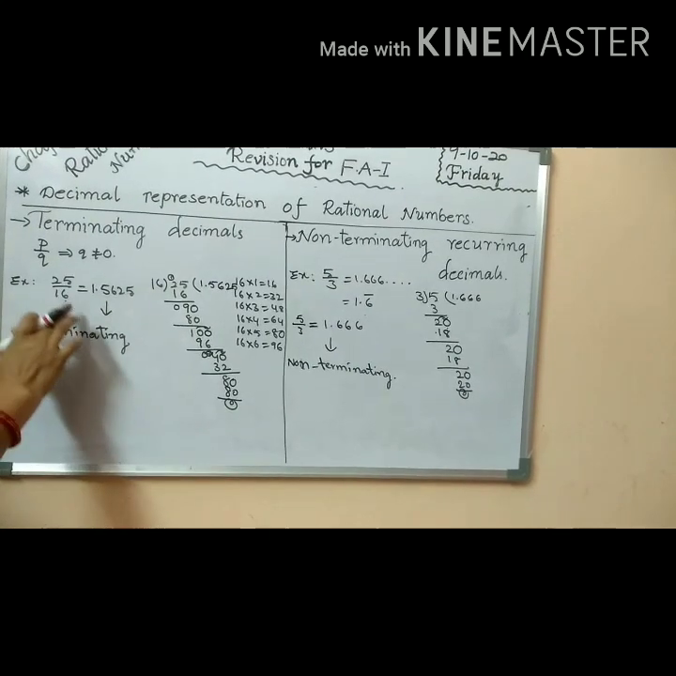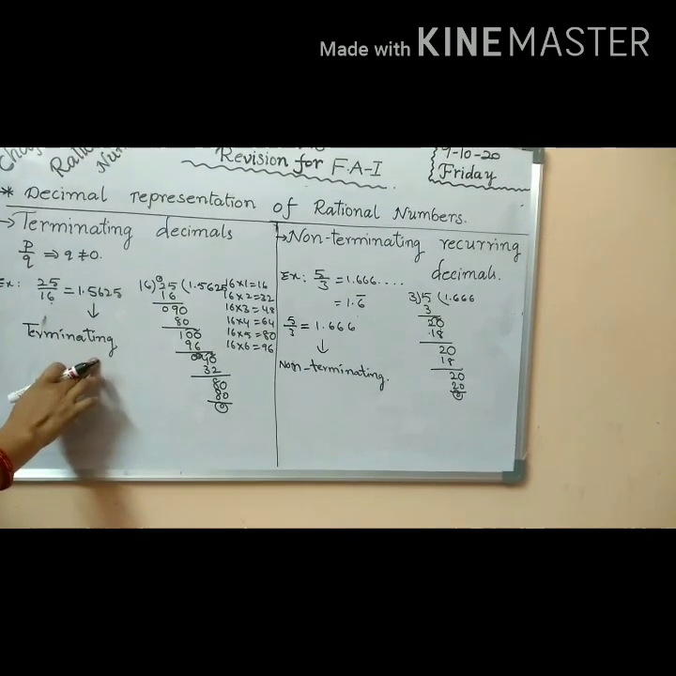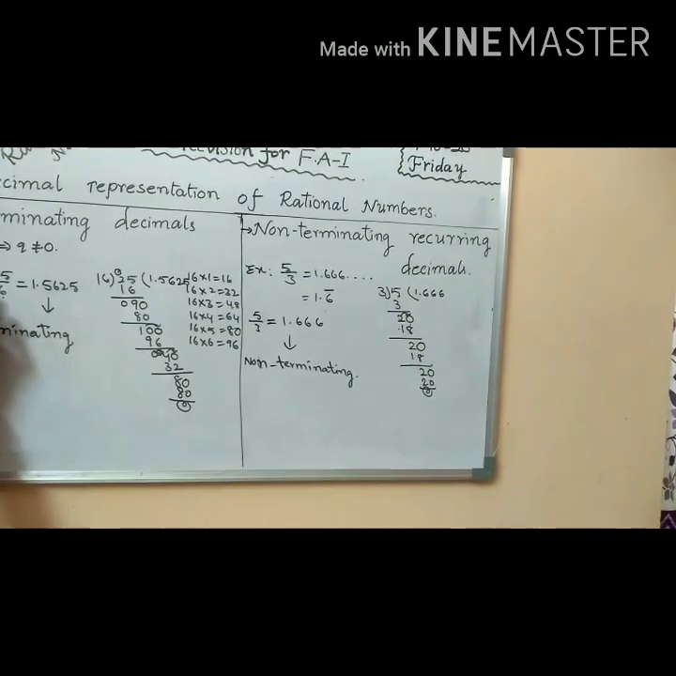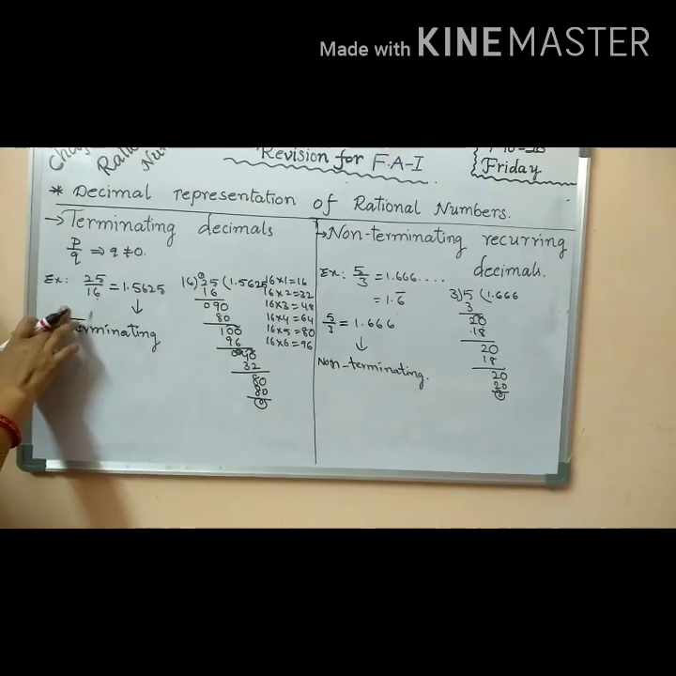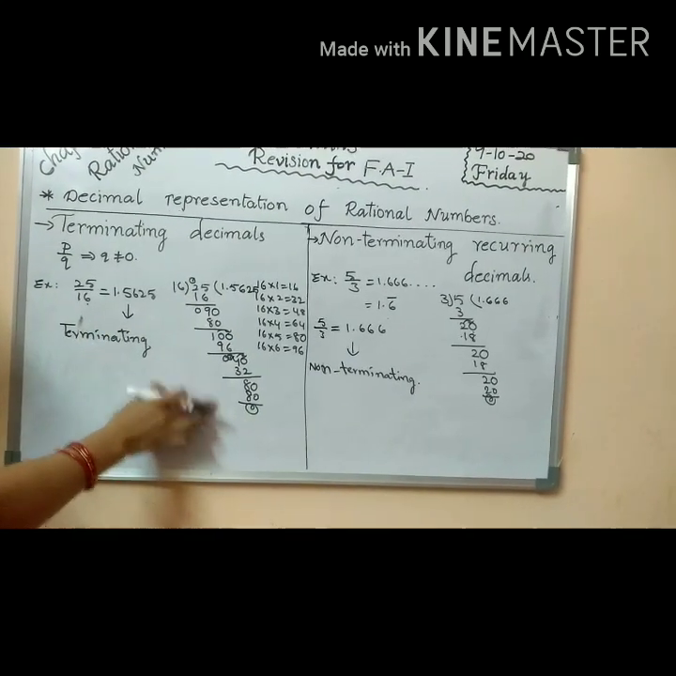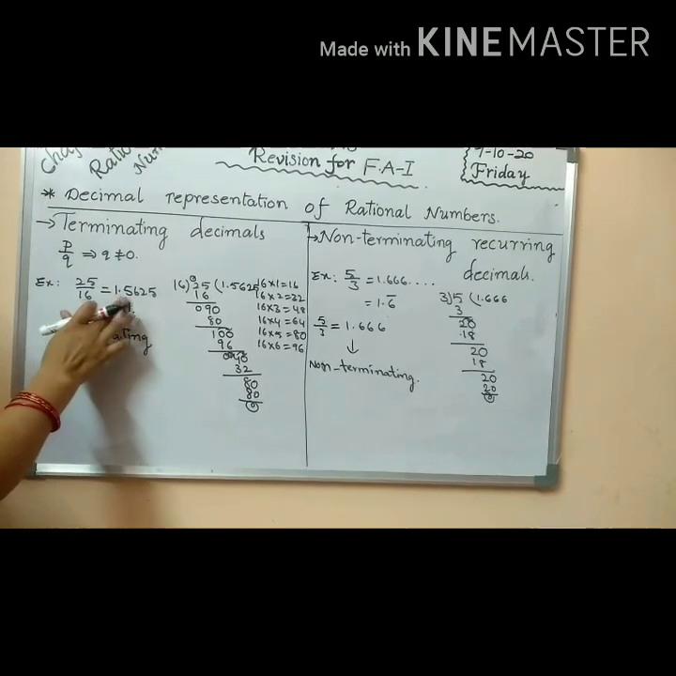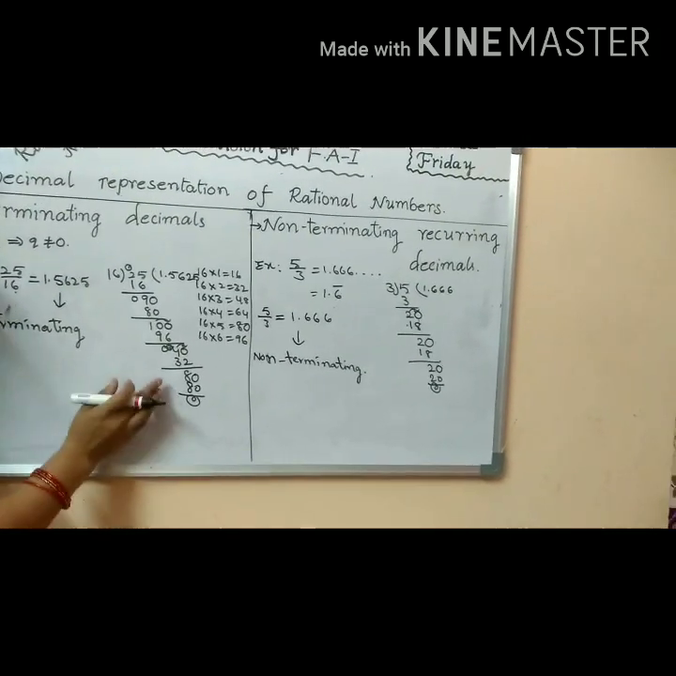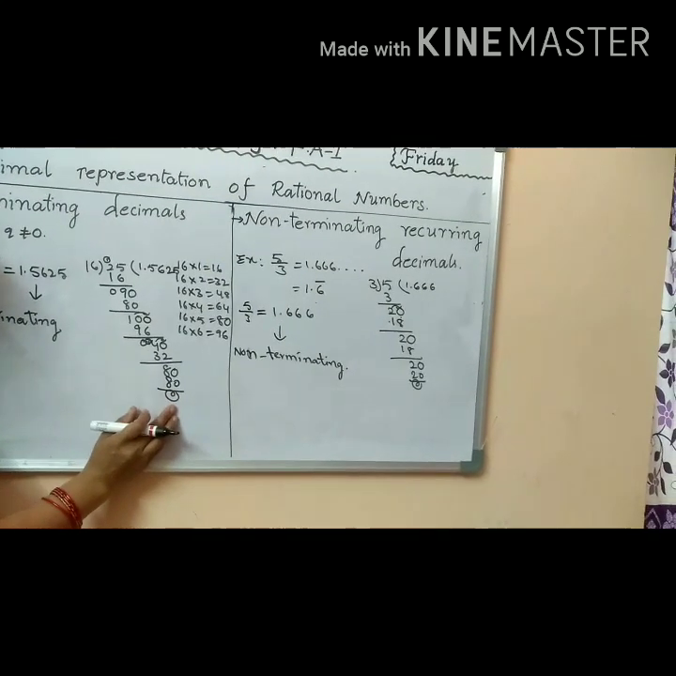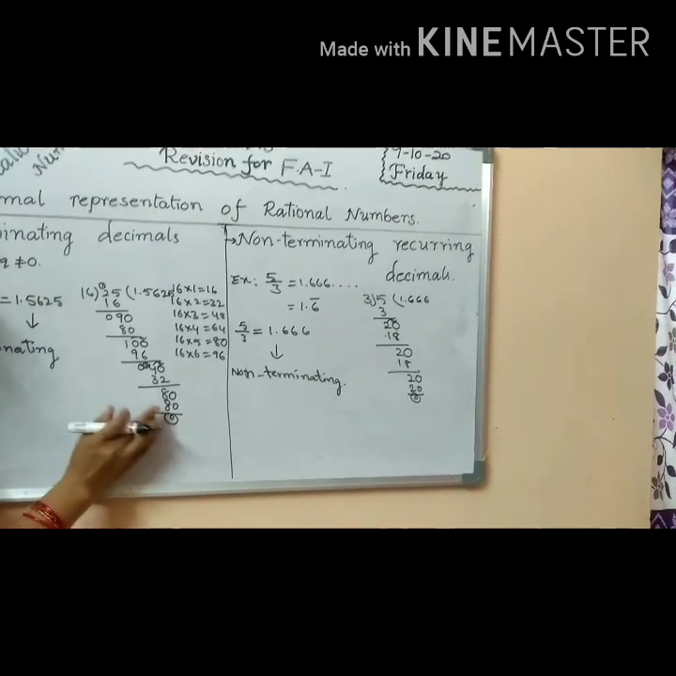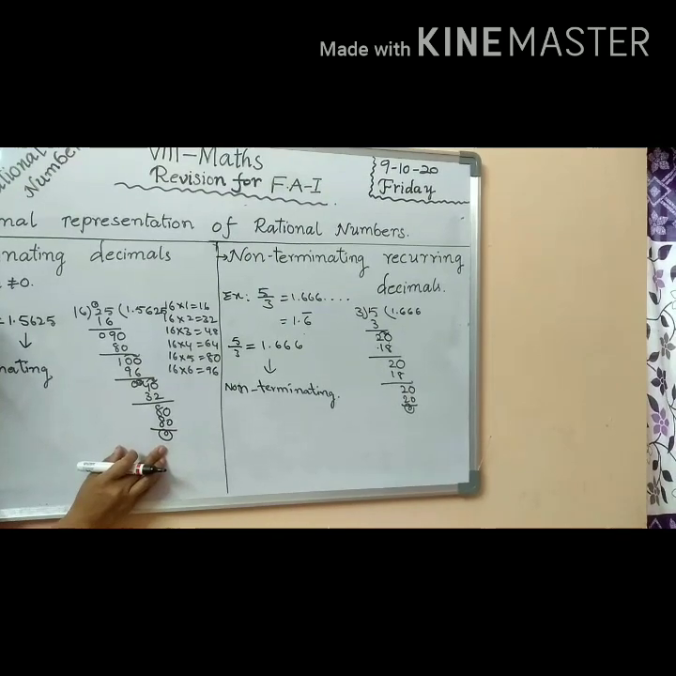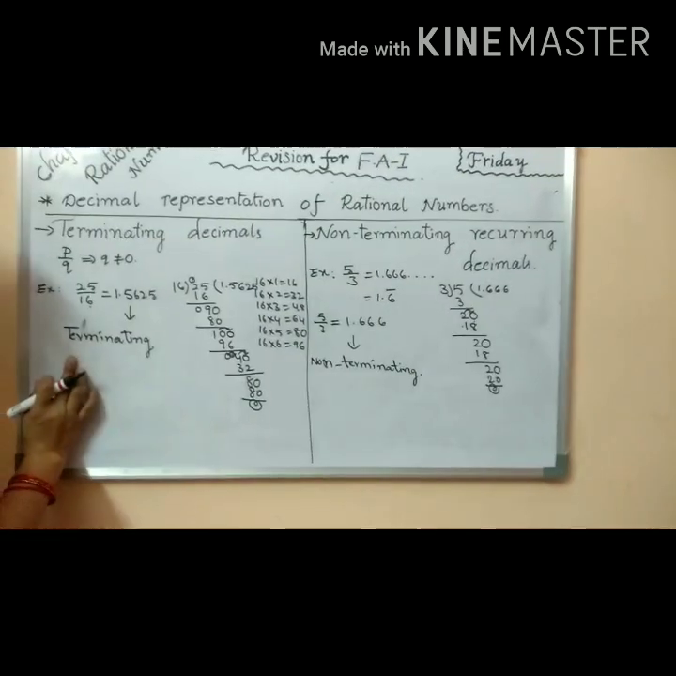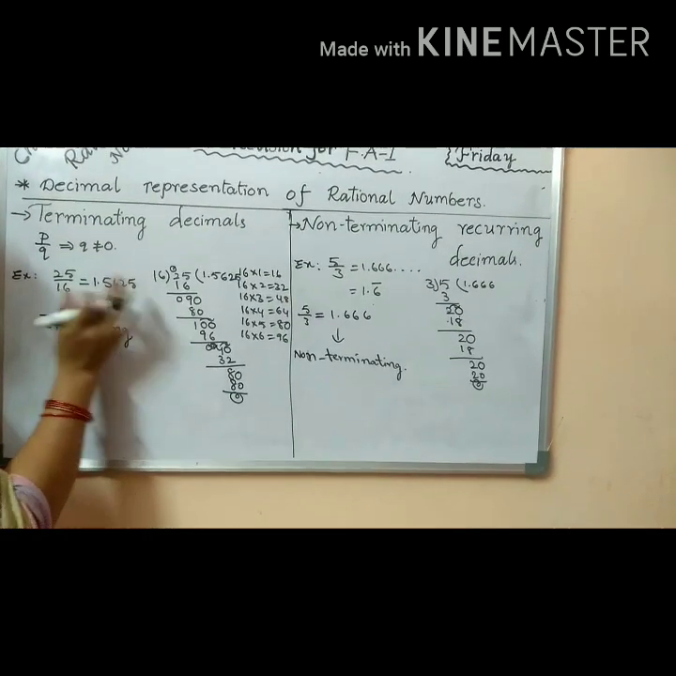To convert a rational number into decimal form, we use the division method. For example, take 25 by 16. Do the division, and you get 1.5625. Observe that for terminating decimals, the remainder at the end is 0. You must do the division until the remainder is 0. That is only terminating decimals, 1.5625.